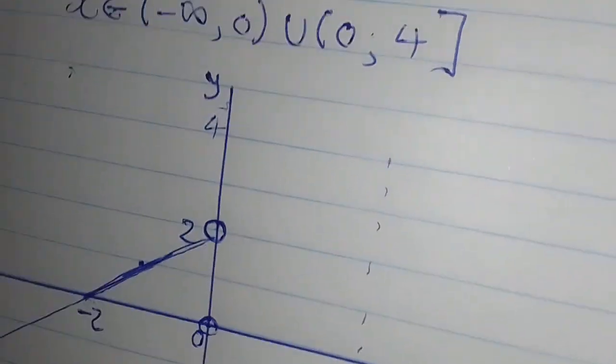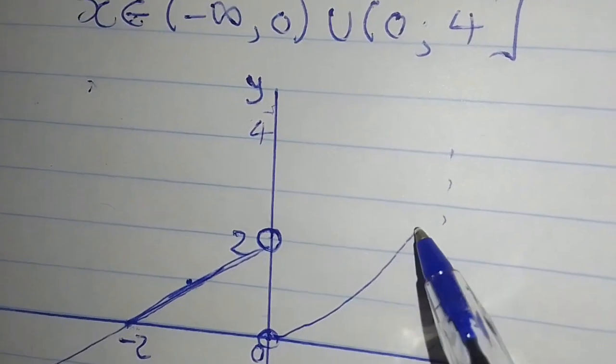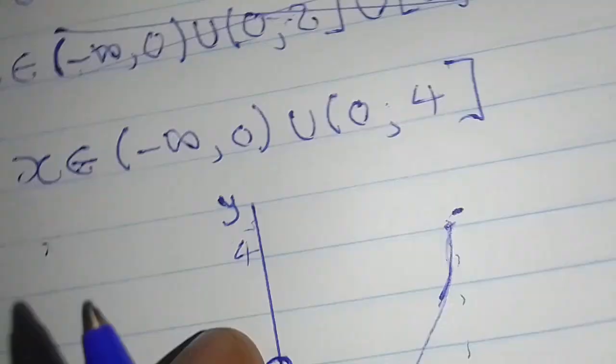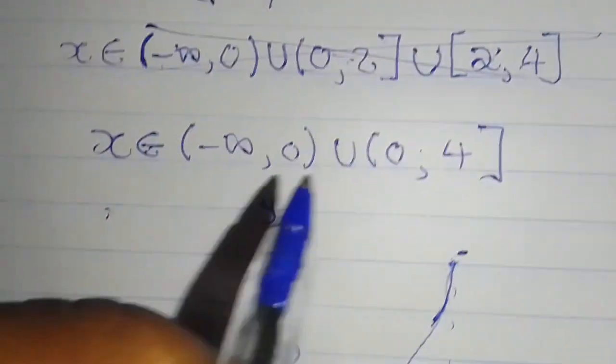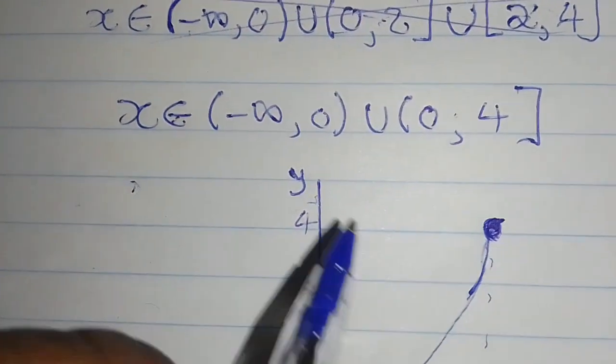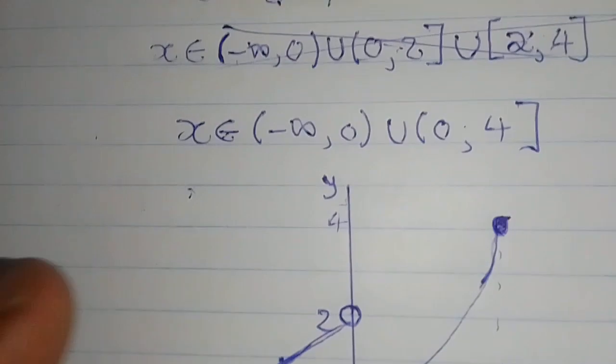So it's a parabola. So it's just going to go and be something like this. And remember, 2 is included, so that means we're going to have something like this. This region is included, so 4 is included. 4 is in the range. Okay. And then let's proceed ahead.